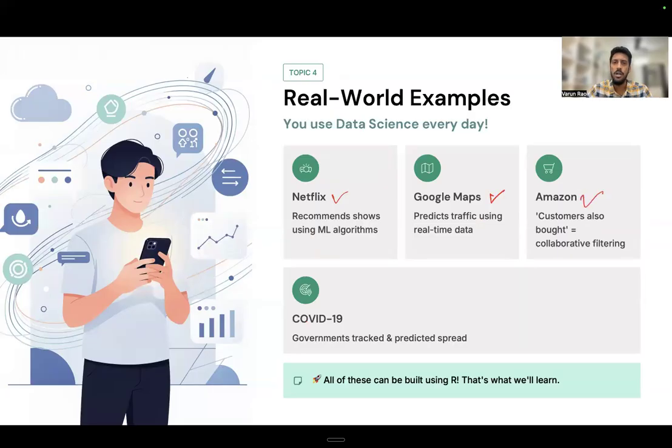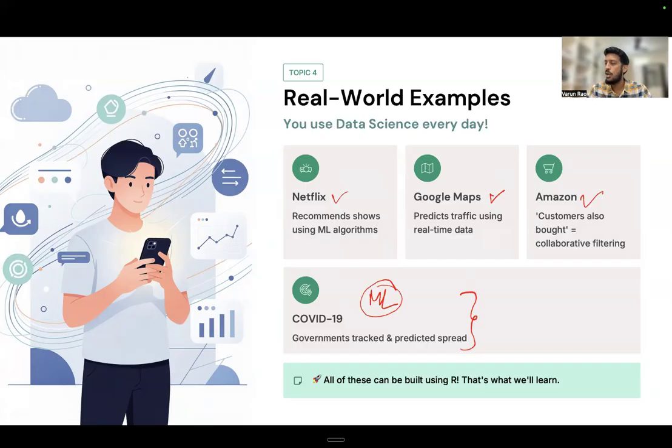Then you have Amazon. Amazon is also using collaborative filtering to be able to recommend a set of products to you, or to be able to give you items of your choice. And even during COVID tracking, the government tracked and predicted the spread using ML algorithms. So if that is the kind of impact we have using data science, then I think you understand the demand that data science would be generating in the market in a few years.